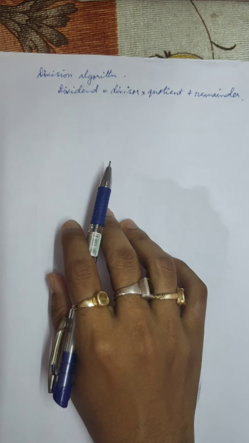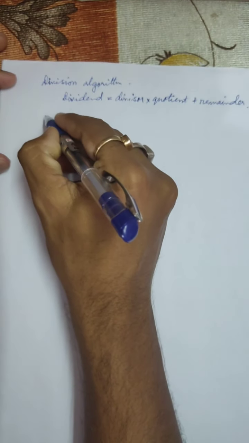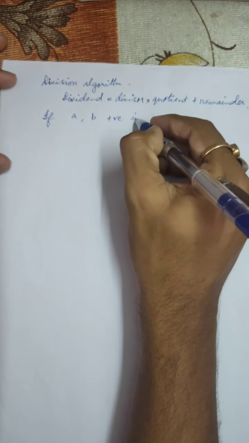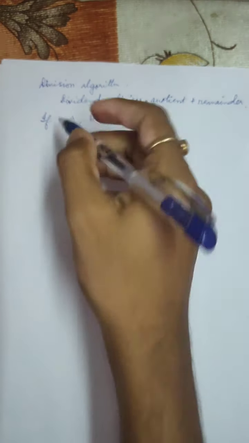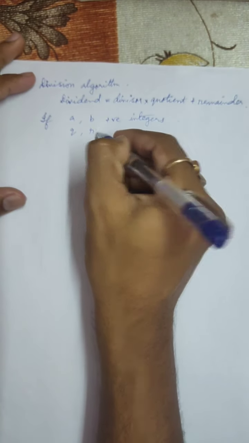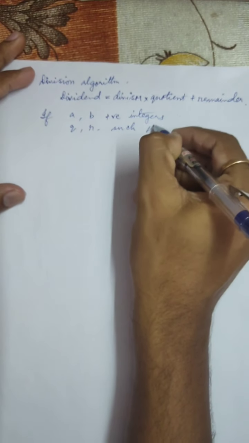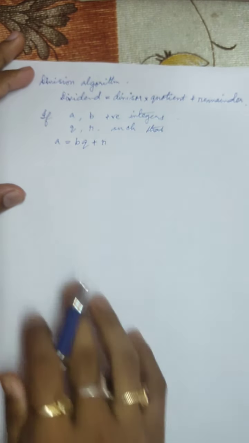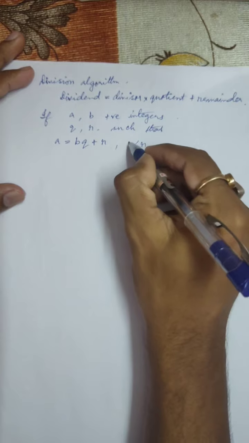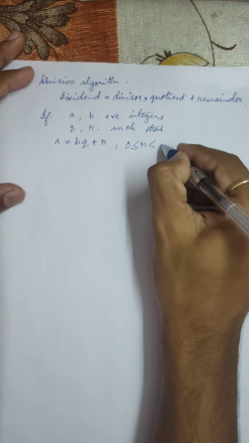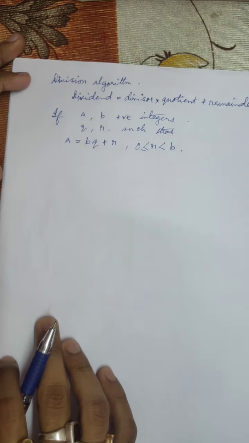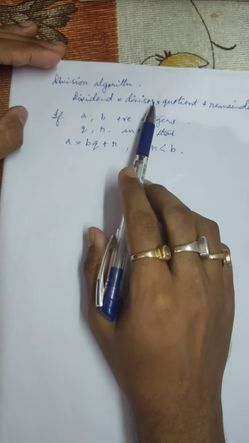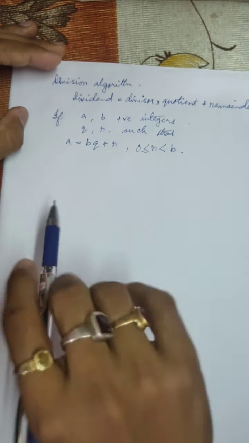So Euclid's division algorithm is like this: if a and b are two positive integers, then there exist other integers q and r such that a equal to bq plus r, where r is greater than or equal to 0 and less than b. So a is the dividend, divisor is b, quotient is q, and r is the remainder.